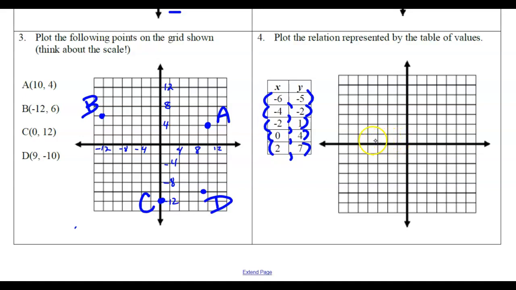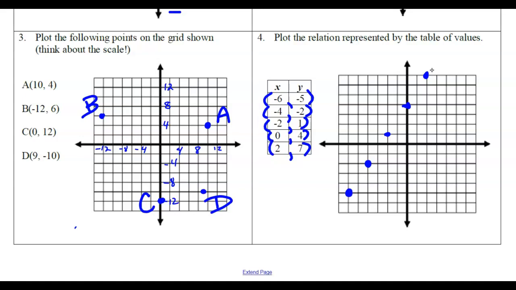So 1, 2, 3, 4, 5, 6 to the left, 1, 2, 3, 4, 5 down, 1, 2, 3, 4, 1, 2 down. (-2, 1), (0, 4), and (2, 7). What do you notice about those points? What's special about them? They make a line, yeah.